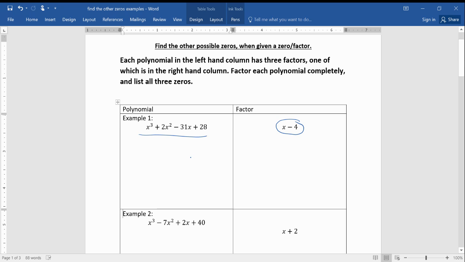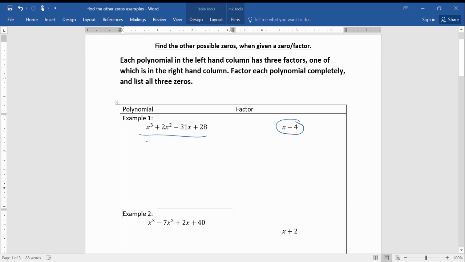Okay? So actually, you kind of already have the tools you need in order to get this done, because if x minus 4 is a factor of x cubed plus 2x squared minus 31x plus 28, what does that mean should happen if we do synthetic division? You should get a 0 for a remainder, correct? Yes. Okay, so you already have that tool. So that's what we're going to do. We're going to use synthetic division to figure out what happens when we divide that polynomial by x minus 4, okay?